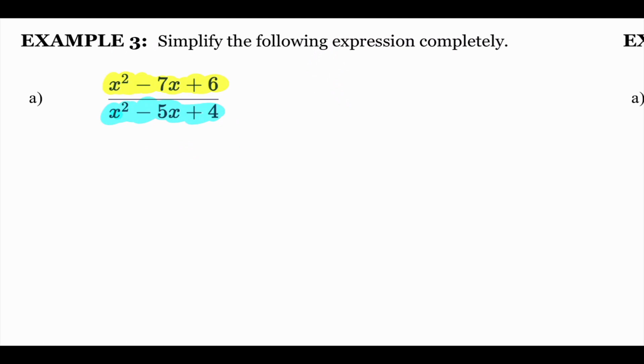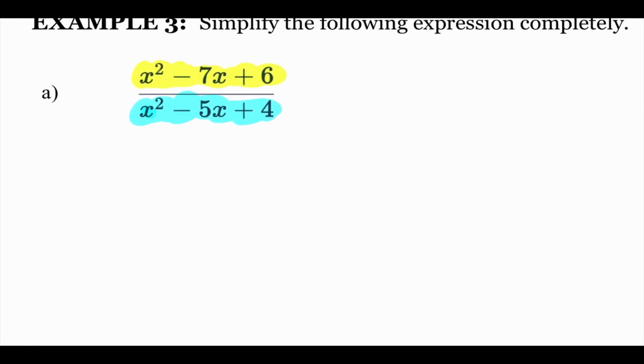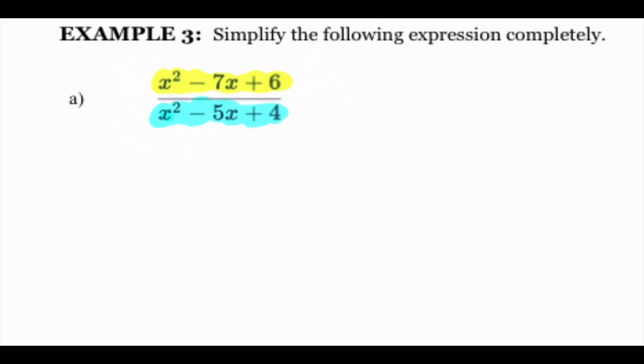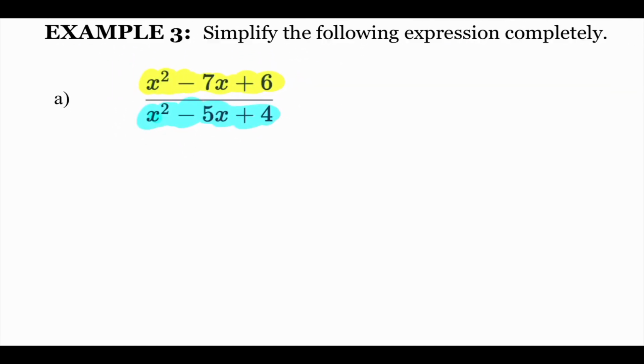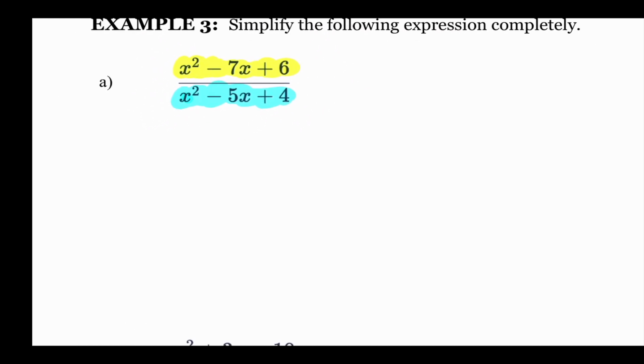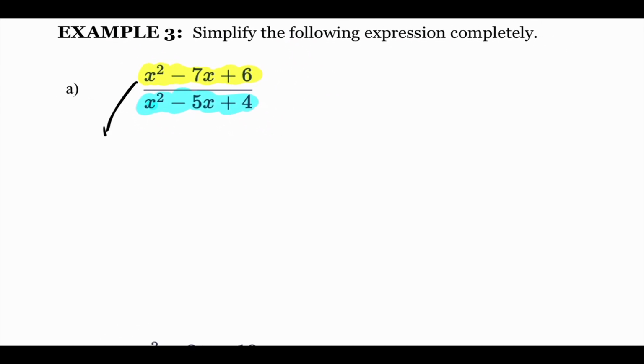Yeah. The yellow is a trinomial. It's got 3 terms. So, does it have a GCF? Does the yellow have a GCF? Besides 1? No, yeah. So we skip that step. We go to ABC. A is 1. B is -7. C is +6.